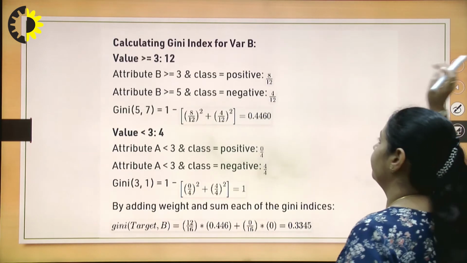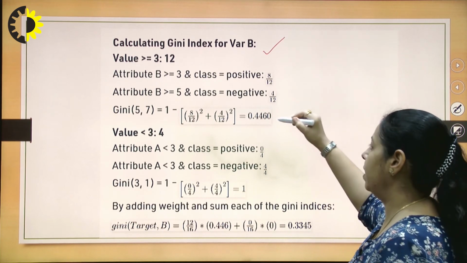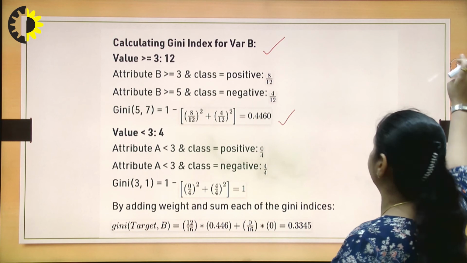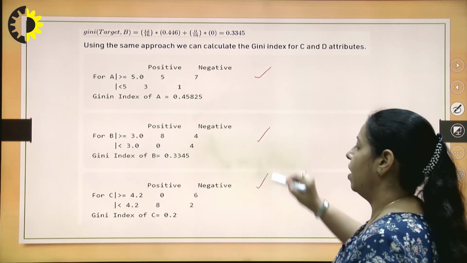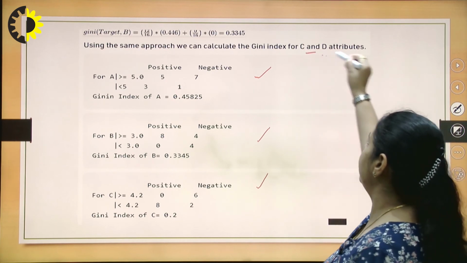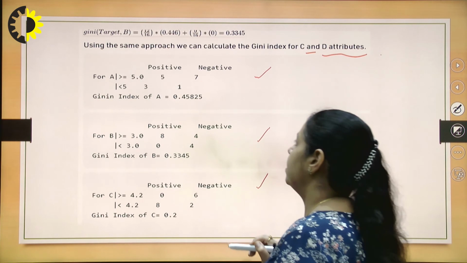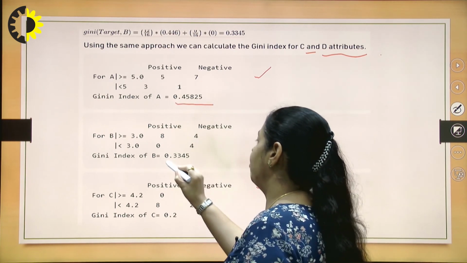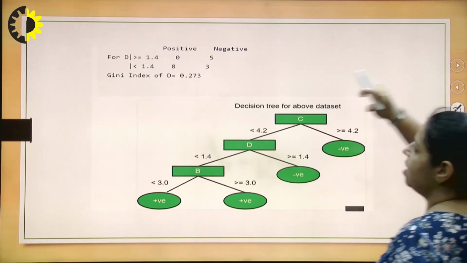Okay. Now in the same manner, we are going to calculate the Gini index for variables B, C, D also. And you can see here, we have calculated the Gini index for B also. We get the value of 0.4460. For C also and for D also. Now we can see here that the Gini index for A is 0.45825, for B is this, for C is this, and for D is this.